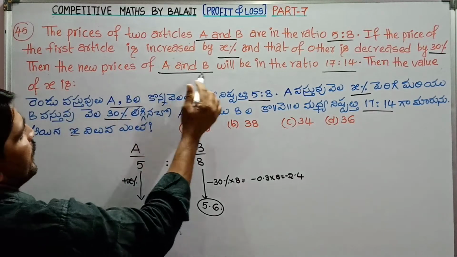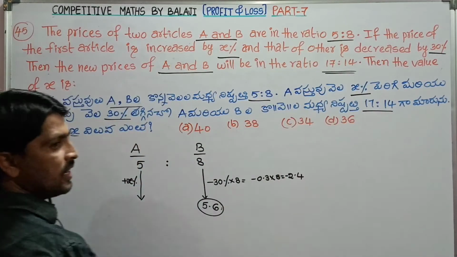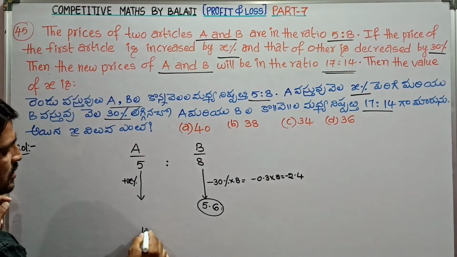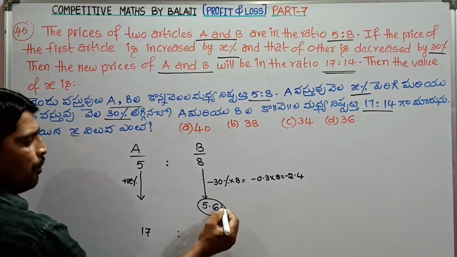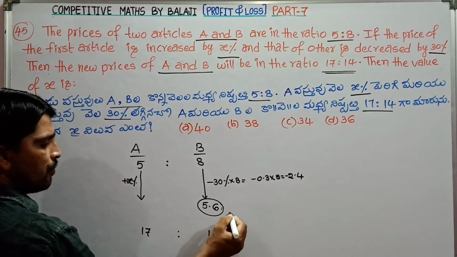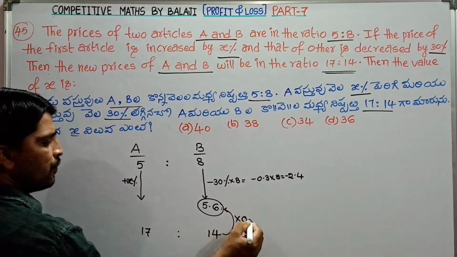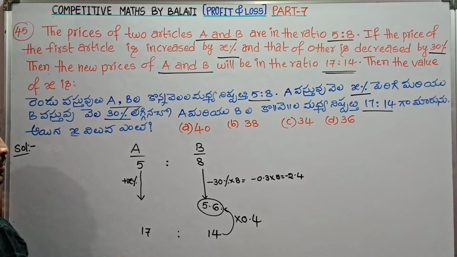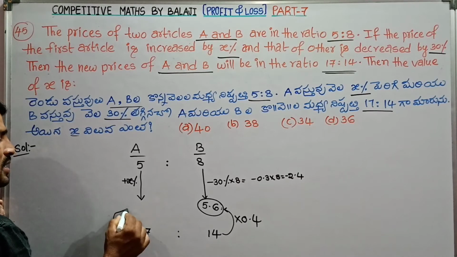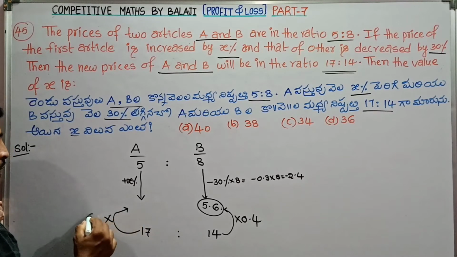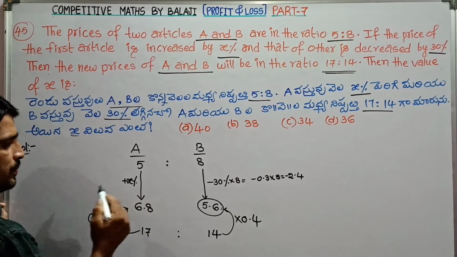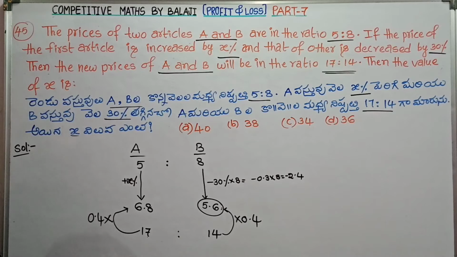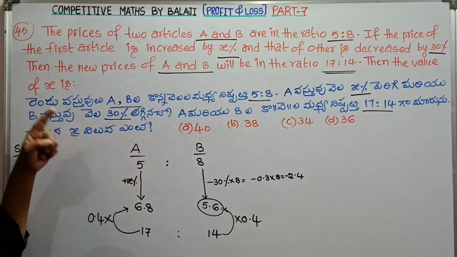Then the new prices of articles A and B are in the ratio 17:14. 5.6 is 0.4 times 14, so the new price of article A is also 0.4 times 17. 17 times 0.4 is 6.8. Yes, but we have to find the value of X.